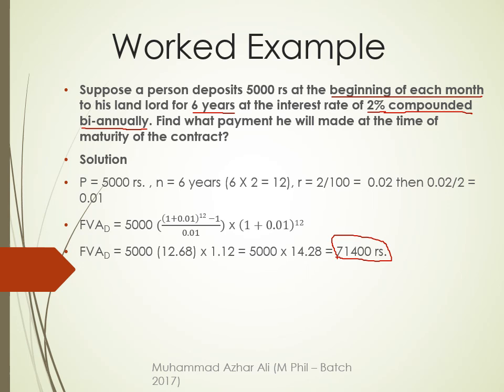So the future value of annuity due will become, after all the calculation and estimation, 71,400 rupees. After 6 years, he will have paid 71,400 rupees to his landlord in the beginning of each month. Okay, so this is the last example that we have discussed for annuity due. Hope that you have understood very easily with all the examples.